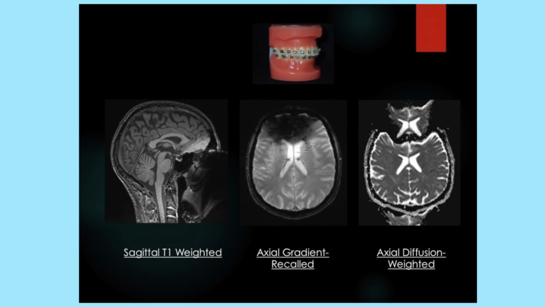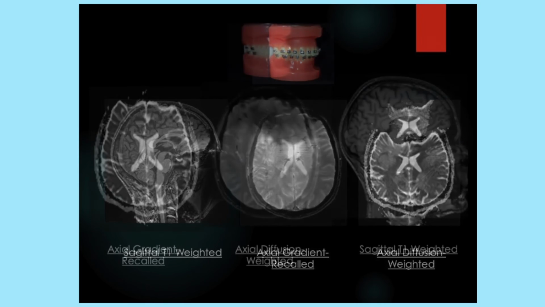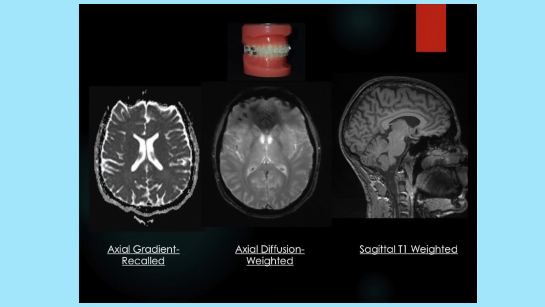Stainless steel brackets and buccal tubes rendered images non-diagnostic for sagittal T1 weighted, axial gradient recalled, and axial diffusion weighted sequences. We also found that the combination of ceramic brackets and metal buccal tubes rendered images non-diagnostic for axial gradient recalled and axial diffusion weighted sequences. For sagittal T1 head scans, metal buccal tubes rendered images of oral and pharyngeal regions of the head as well as globes of the eyes non-diagnostic, although brain images remained diagnostic.